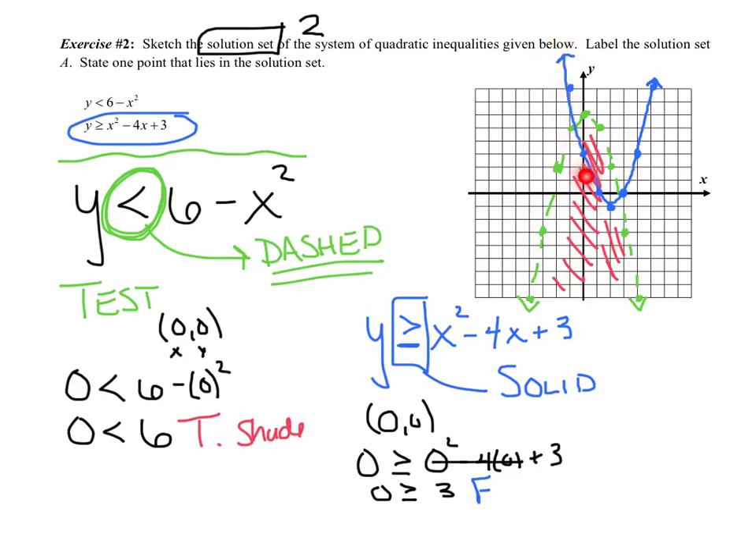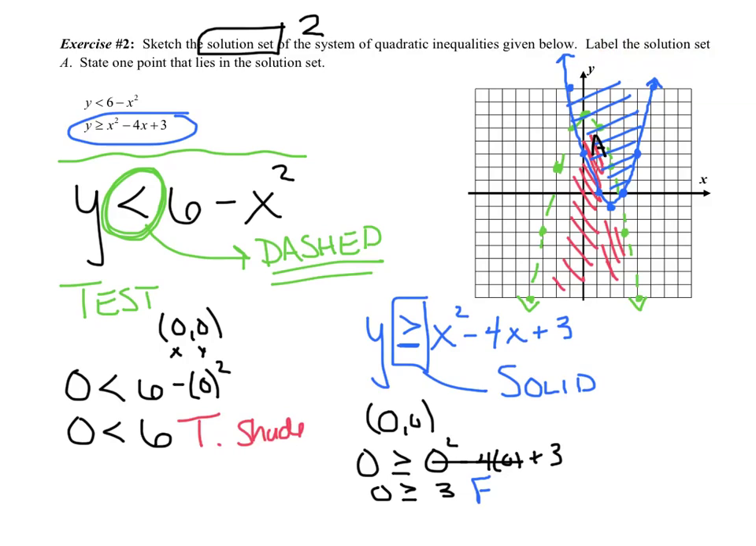And notice, compared to my blue, 0 was outside. So that's telling me I need to shade inside this parabola. So lastly, the direction said, label the solution set A. So where they overlap, I'm going to stick an A in there.